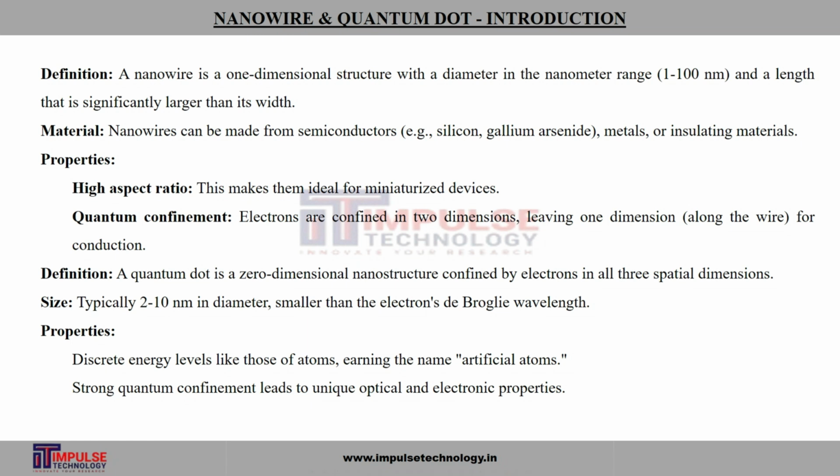Quantum dots are typically 2 to 10 nanometers in diameter, smaller than the wavelength of visible light, and their properties are discrete energy levels. Quantum dots have specific energy levels similar to an atom, which is why they are sometimes called artificial atoms, and strong quantum confinement. The strong quantum confinement of electrons leads to unique optical and electronic properties.